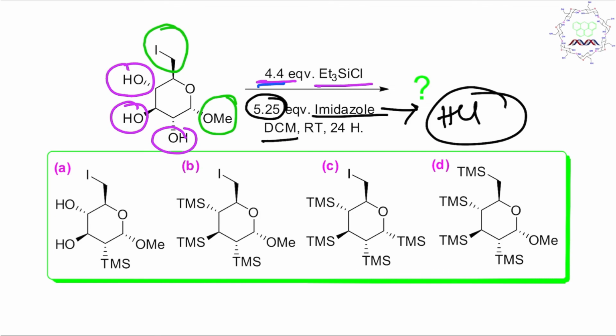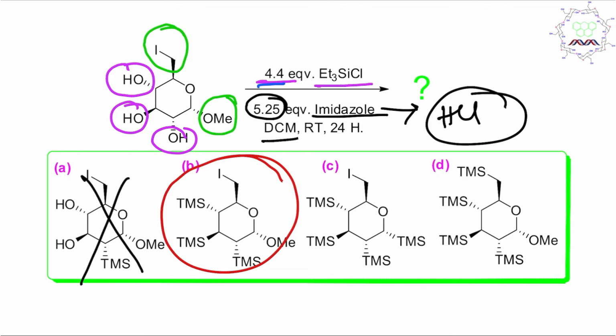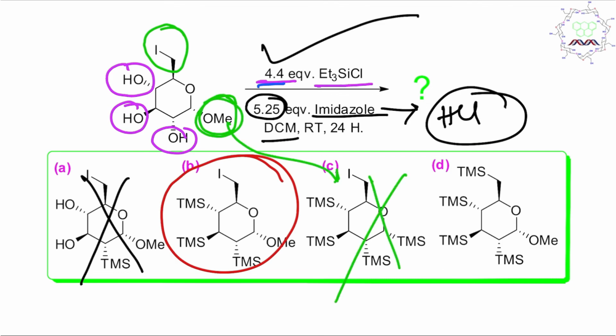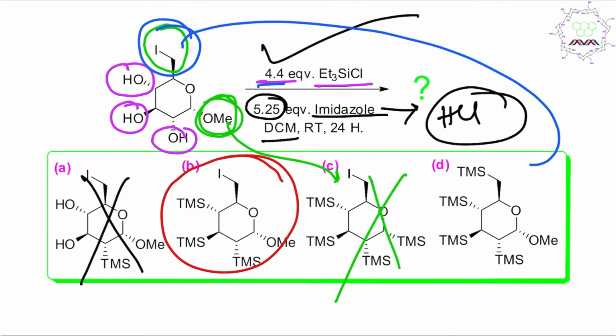And ultimately, what is the answer of today's discussion? The answer is option B. Now why not the others? Just look here, only one TMS, not possible. Excess silicon reagent was taken, not possible. In this case, the OMe got hydrolyzed, not possible. And finally, in this case, the carbon iodine got silylated, not possible. So option B is the right answer.